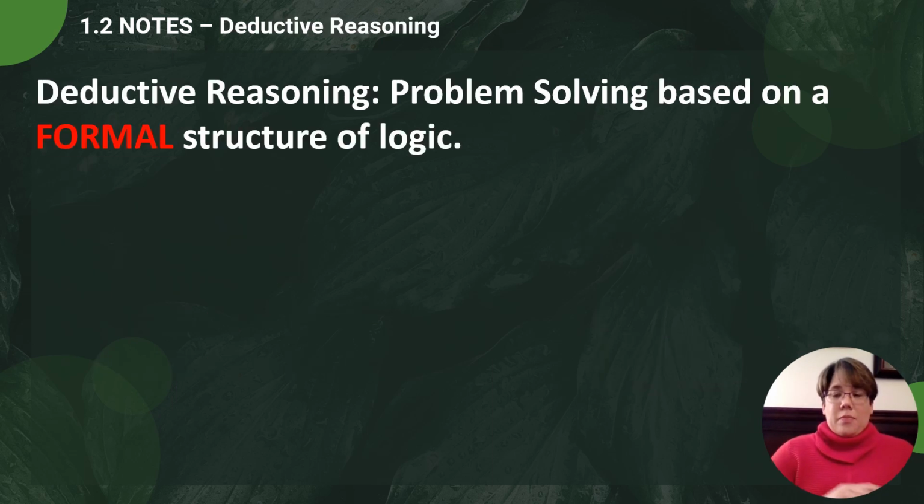Okay, now the second type of reasoning is deductive reasoning. This is problem solving based on formal structure of logic. Now, we're going to go over some different deductive reasoning problems that the book uses.